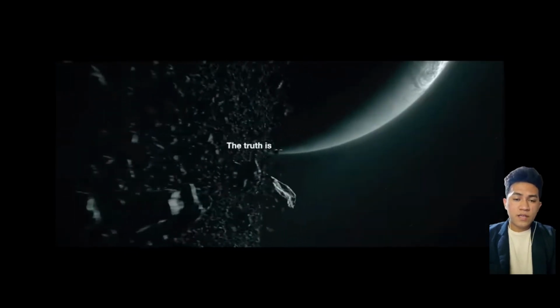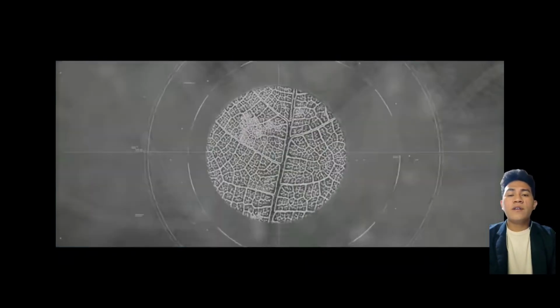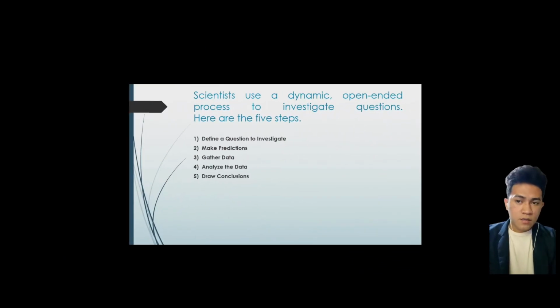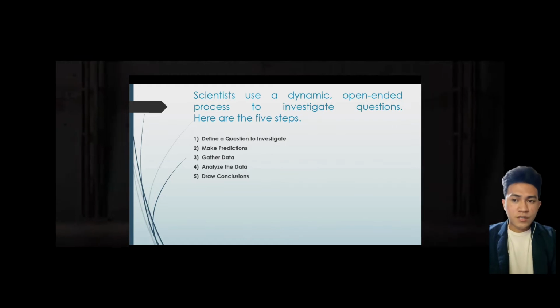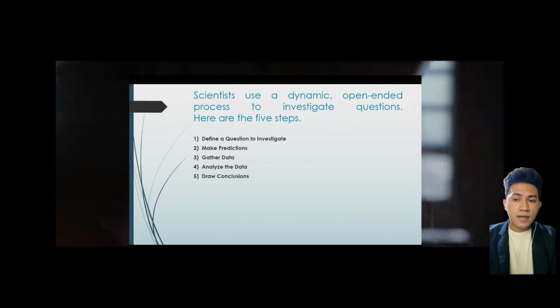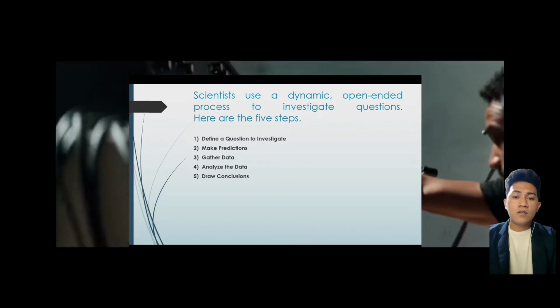Scientists use a dynamic, open-minded process to investigate questions. Here are the 5 steps. 1. Define a question to investigate. 2. Make predictions. 3. Gather data. 4. Analyze the data. 5. Draw conclusions.